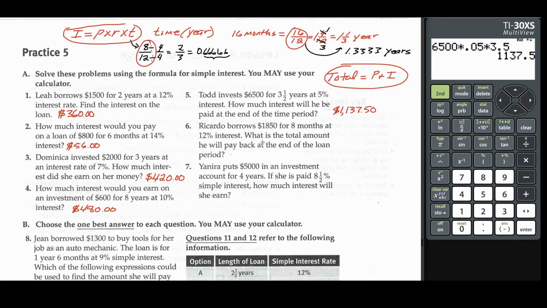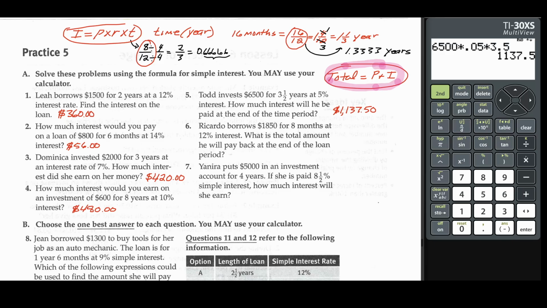Okay, number 6. Ricardo borrows $1,850 for 8 months at 12% interest. Okay, now you see the question asks you, what is the total amount he will pay back at the end of the loan period? Okay, for this one, pay attention to this formula right here. You see, total. Okay, he's not just asking for the interest, he's asking for the total amount that you pay back. That means after you find the interest, you have to add it back to the amount that you borrow. That should equal the total amount. Okay, let's do that on the screen.